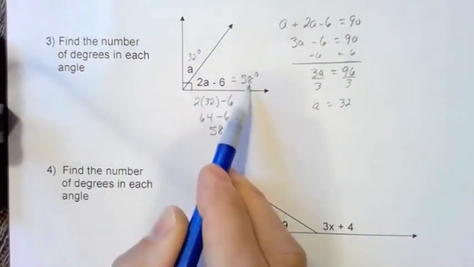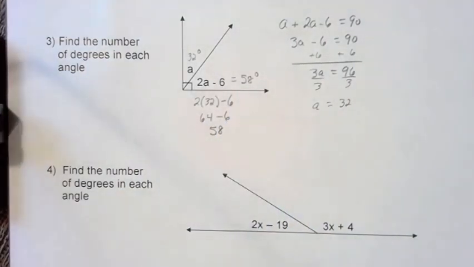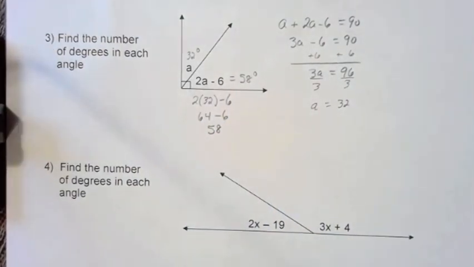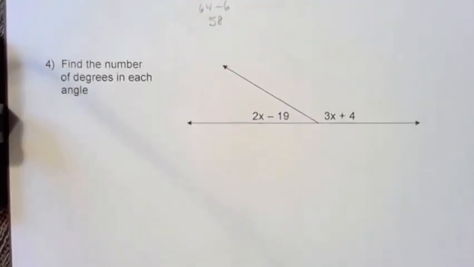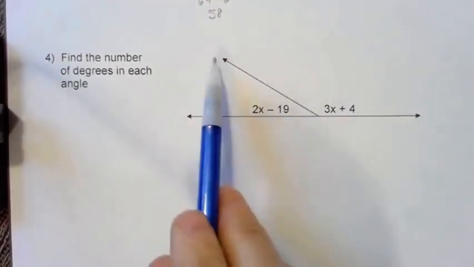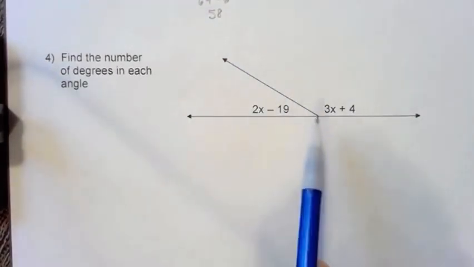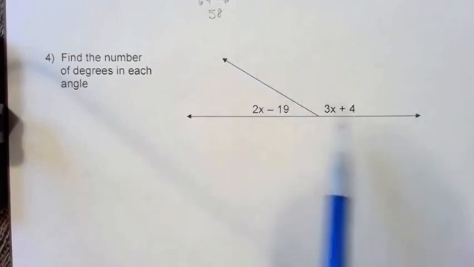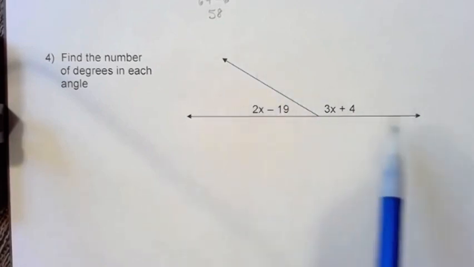And 32 plus 58 does add up to 90, so I know I've done this problem correctly. In my next picture, I have this angle is 2x minus 19, and this angle is 3x plus 4. Together, they have formed a linear pair.